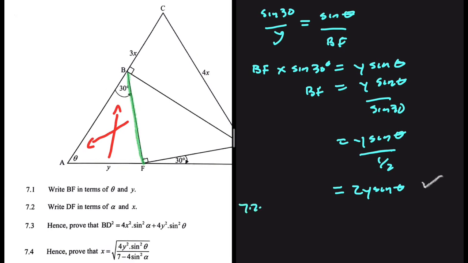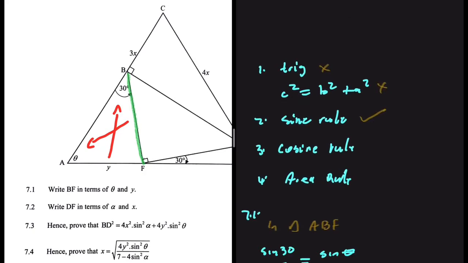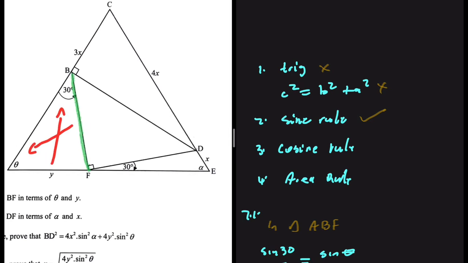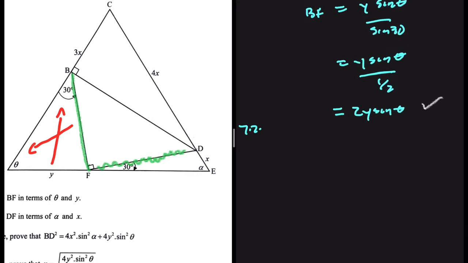Let's go ahead and look at 7.2. So again, we're looking at our steps. The first step is to determine whether our triangle is right angled or not. DF is a side on triangle DFE, so we're going to use that triangle. So we're going to say that in triangle DEF, it is not a right angled triangle. So we cannot use trig ratios or the theorem of Pythagoras.